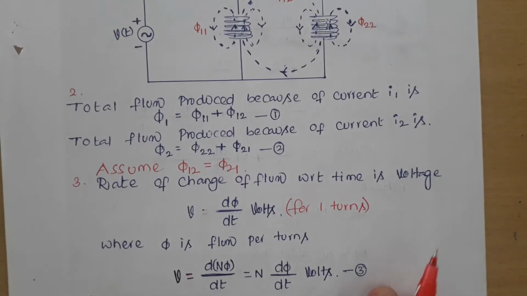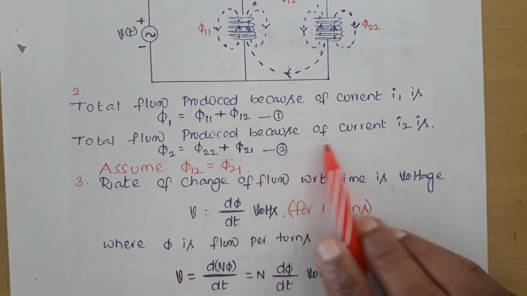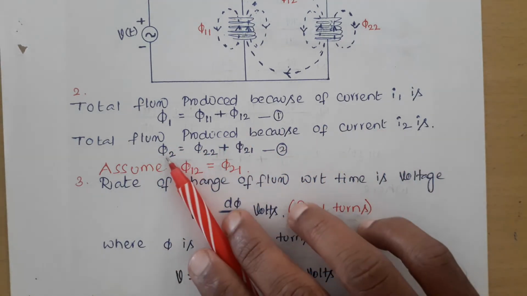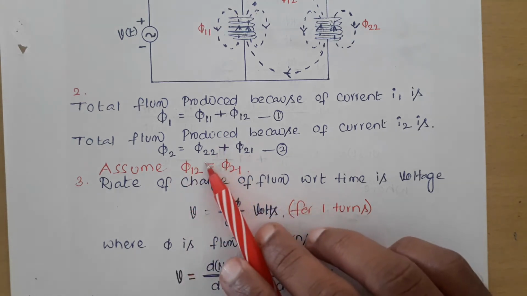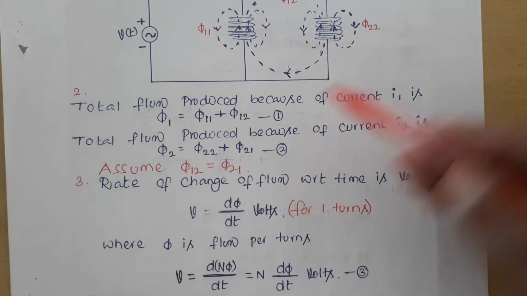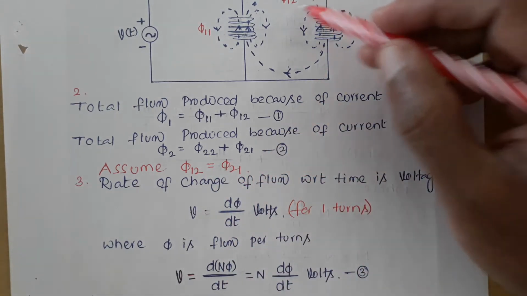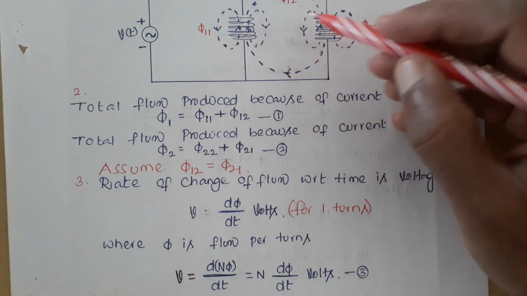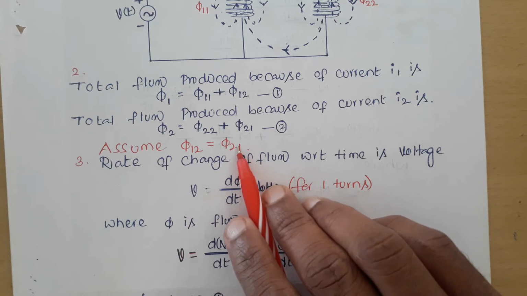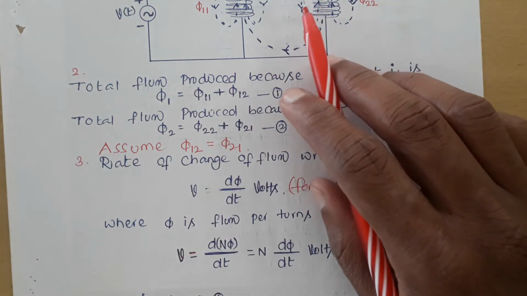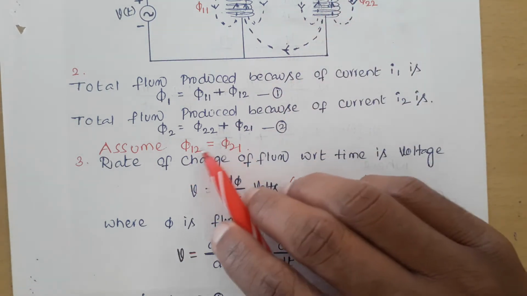Similarly, because of I2, there is a flux. The total flux produced because of current I2 is phi 2. Again phi 2 has two components, phi 22 and phi 21. Phi 22 is the flux which touches only coil 2. Phi 21 is the flux which touches both the coils, that is coil 1 and coil 2. So assume phi 12 equals phi 21. That is the flux touching both the coils, because of I1 and because of I2, and we are assuming that as the same.